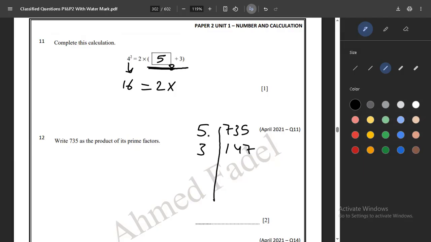So dividing it by 3 is going to give you exactly 49. All right, dividing it by 7 gives you 7. Dividing it by 7 gives you 1. So it is, mister, exactly 3 times 5 times 7 times 7 again, which is 7 to the power of 2.